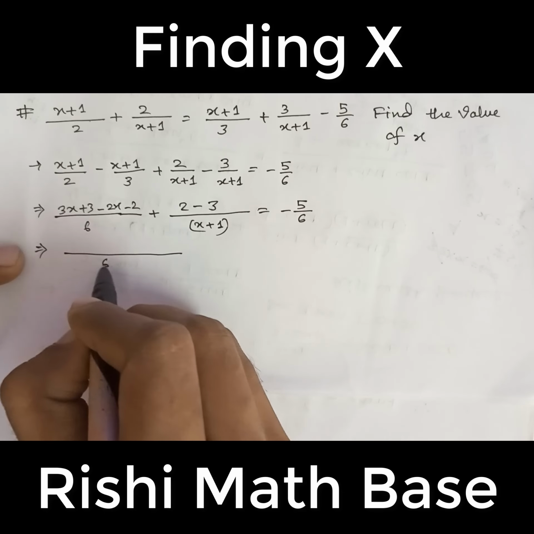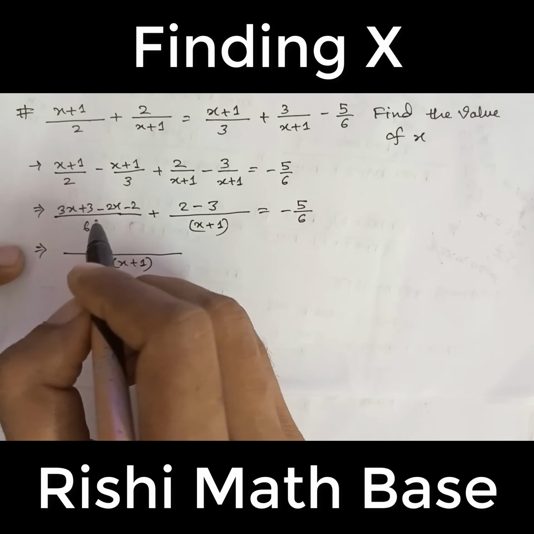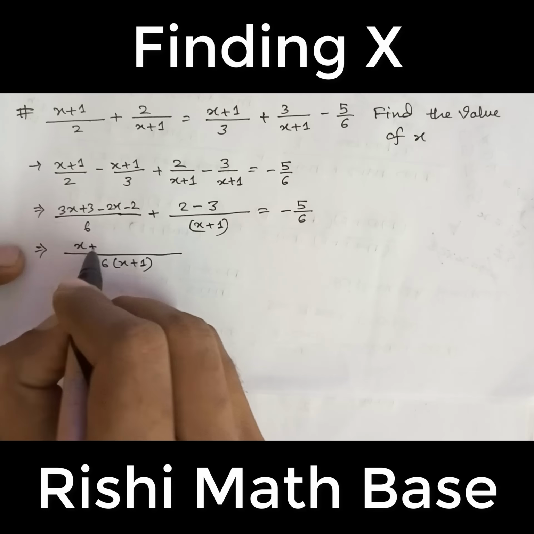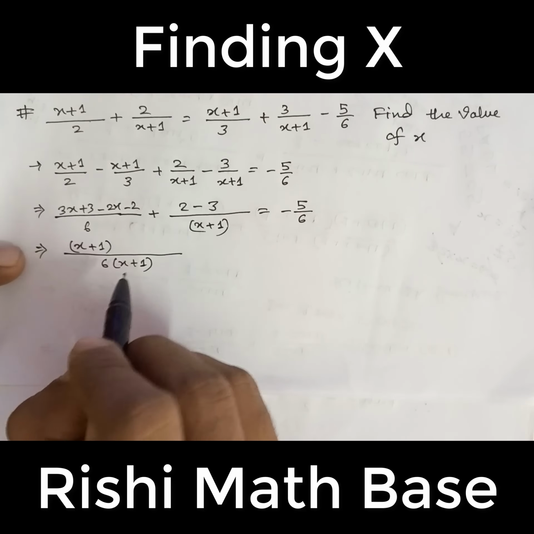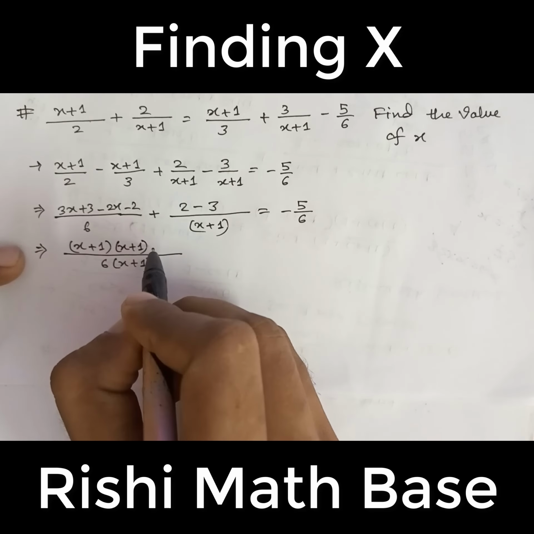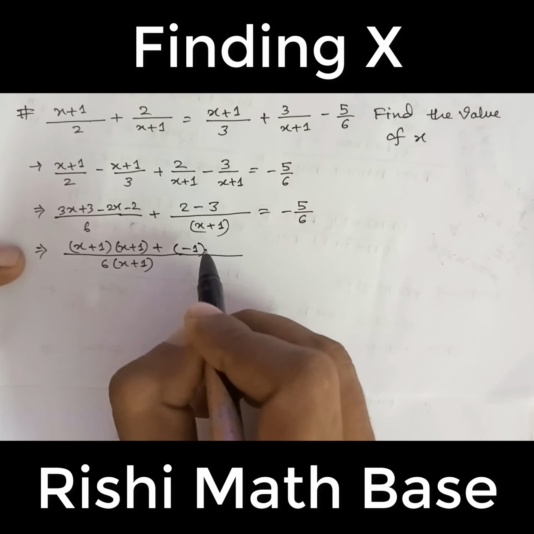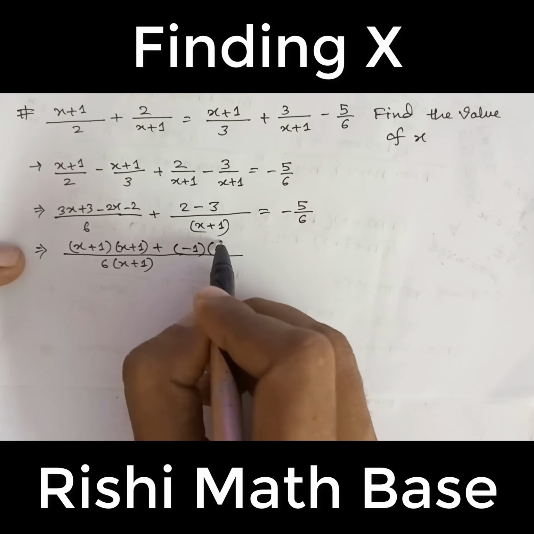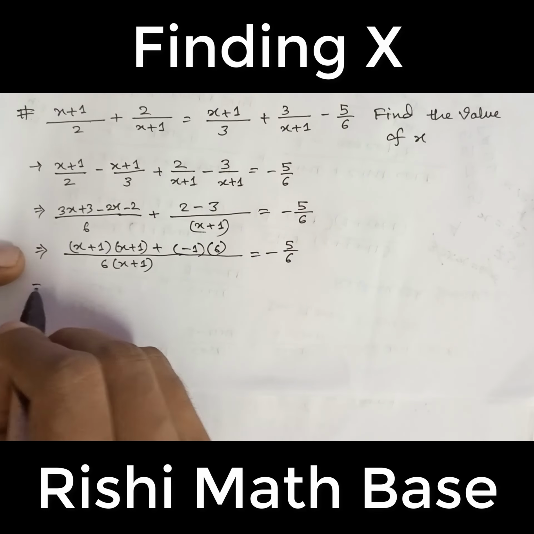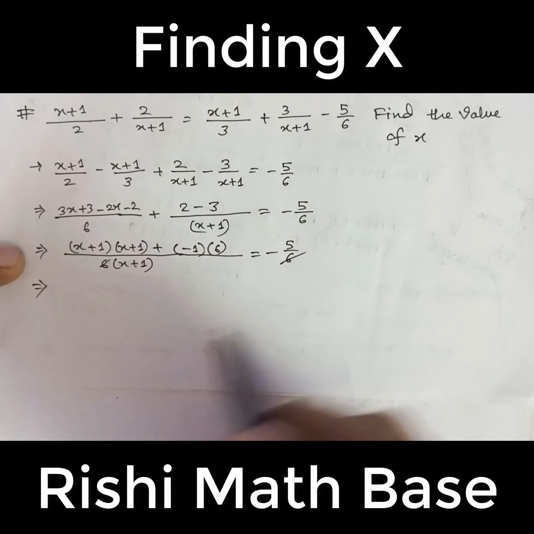Or from here 6 into x plus 1 the LCM, so here x plus 1, and from here also x plus 1, plus here minus 1 into 6 is equals to minus 5 by 6. Or we can cancel 6 and 6 from here.